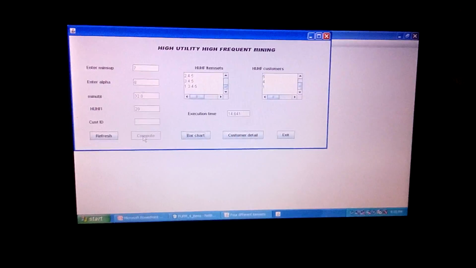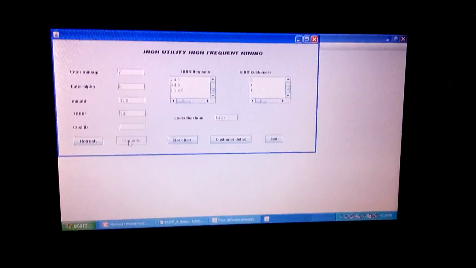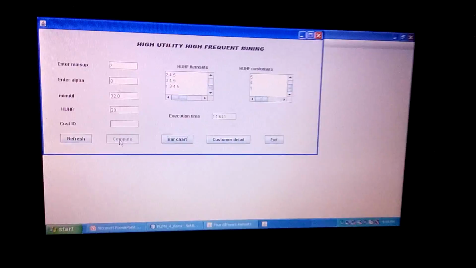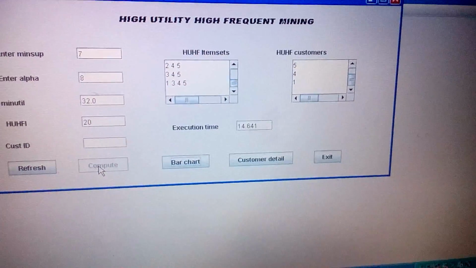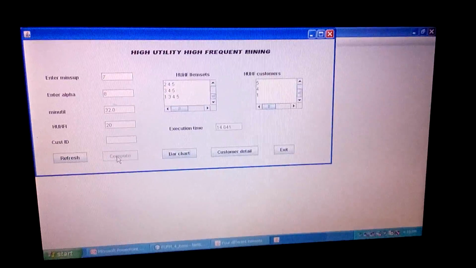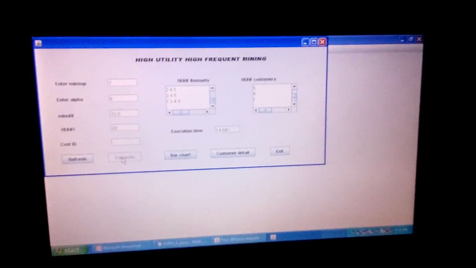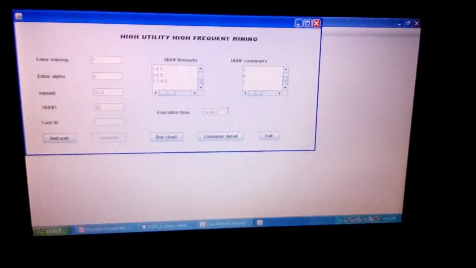Here are the itemsets which have been purchased and the customers who have bought the products: 5, 4 and 1. These are the 3 customers who have purchased the products. The execution time taken to produce this result was 14 seconds. The profit amount is 32 rupees. For each product, 32 rupees is our profit.